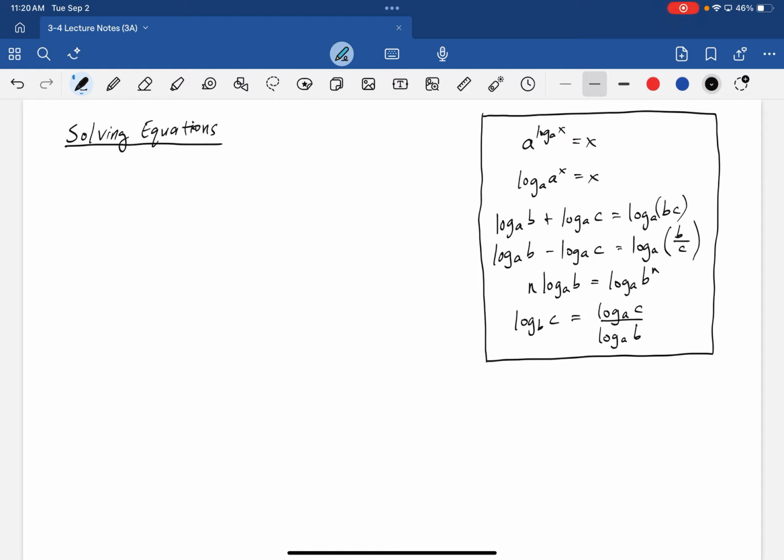So let's start with an easy one. Let's say we have an equation 2 to the x equals 32, and our question asks us to solve this equation, which means to solve for x. What are some ways that we can do this? Very easy one, right?